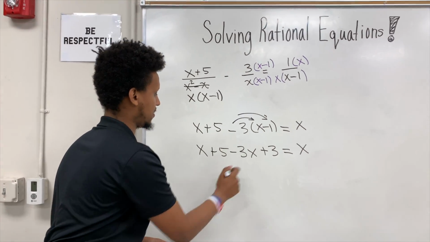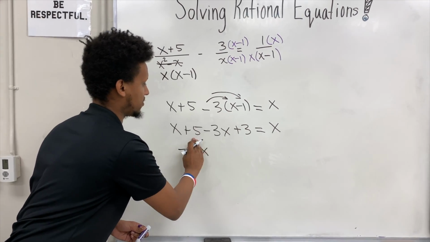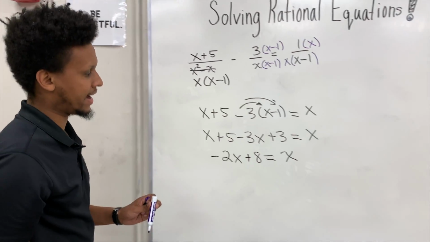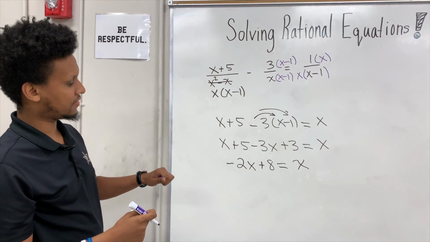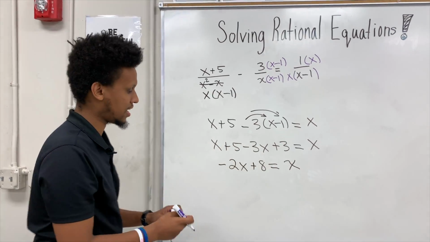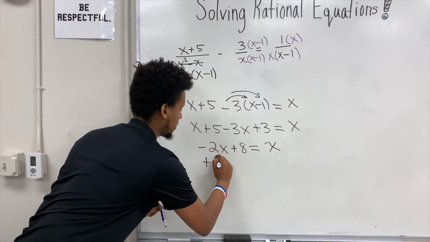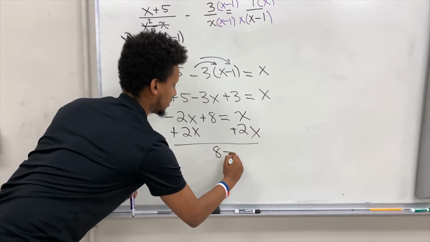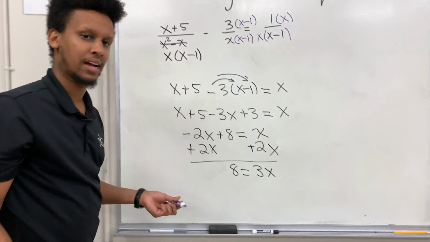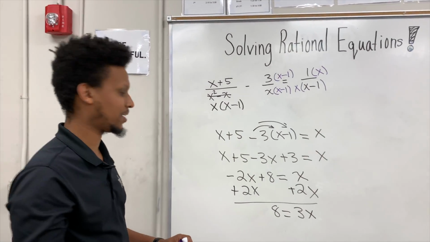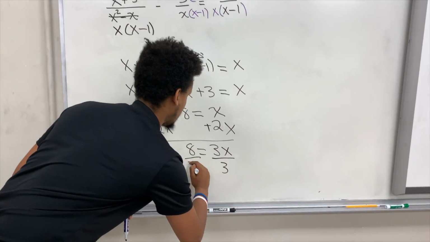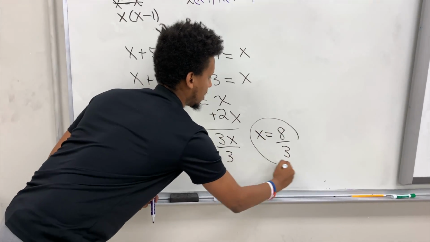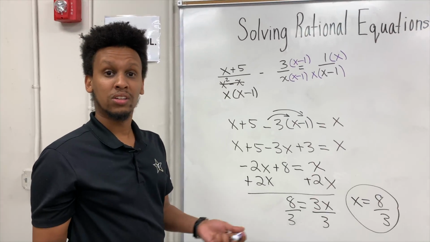So I'm going to combine these and then do 5 plus 3. And now it would be to your advantage to move the negative 2x to the other side. So I'm going to add 2x. And 8 equals 3x. And then the last step is just to divide by 3. And we get 8 over 3. So you're almost finished.